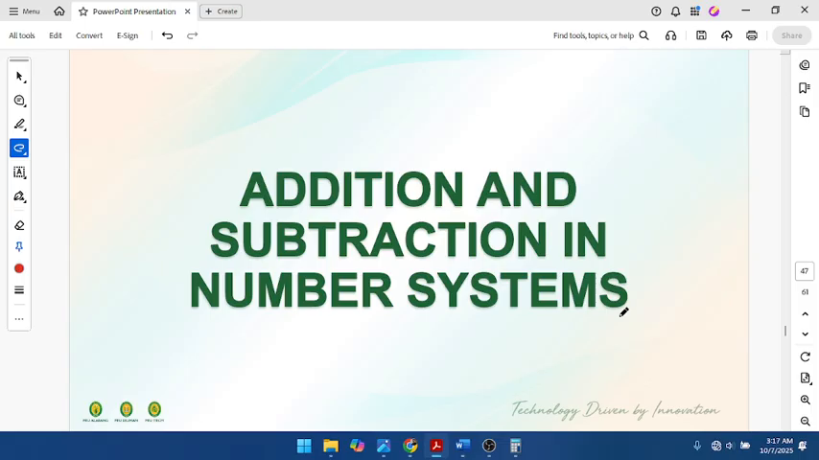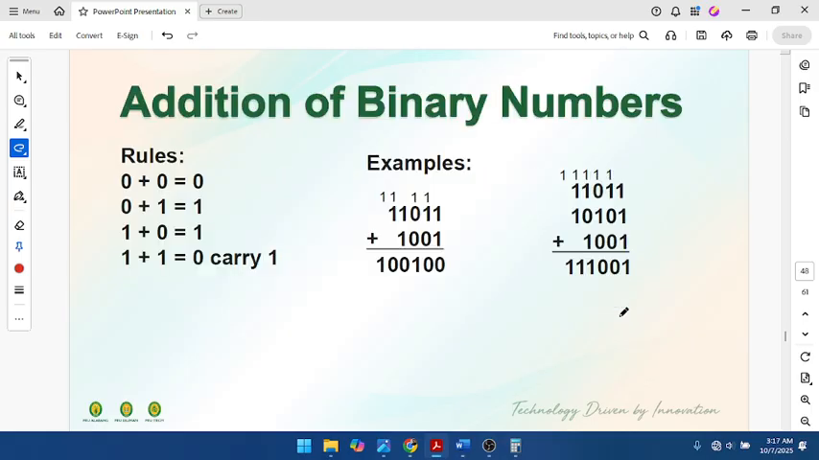Okay. So next we have addition and subtraction in number systems. So the rules of binary, of course, rules ng AND at saka rules of OR. Okay? So sa rules of AND, which is addition: 0 plus 0 is equal to 0, 0 plus 1 is equal to 1, 1 plus 0 is equal to 1, and 1 plus 1, 0 carry 1.